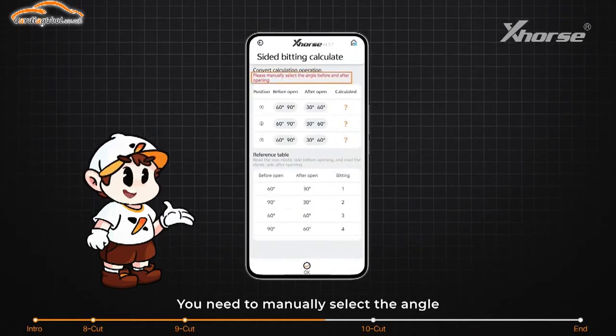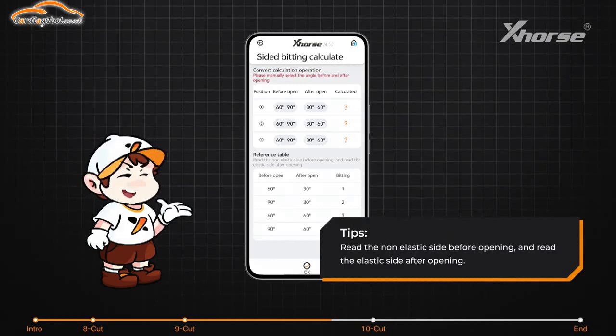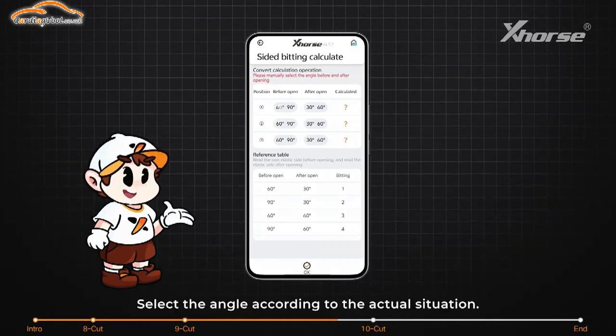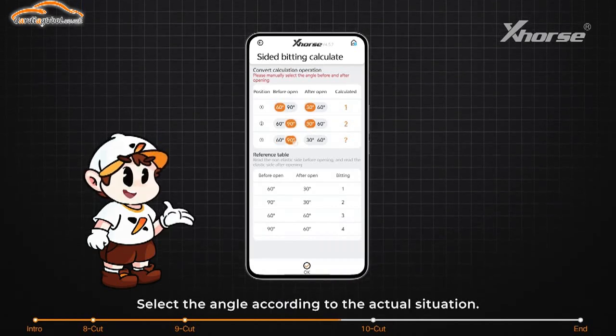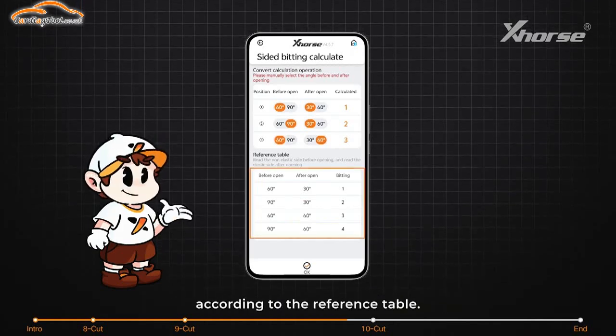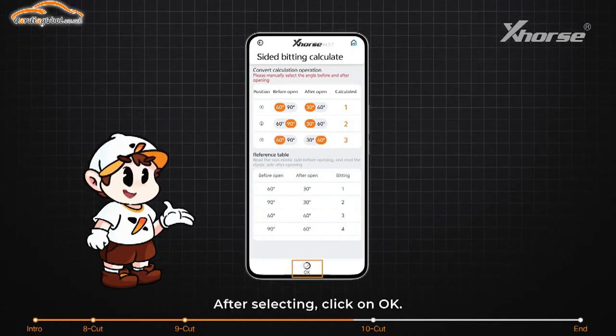You need to manually select the angle before and after opening. Tips: read the non-elastic side before opening and read the elastic side after opening. Select the angle according to the actual situation. The bidding will be converted automatically. You can also get the cuts according to the reference table. After selecting, click on OK.